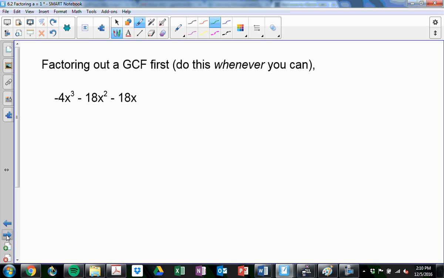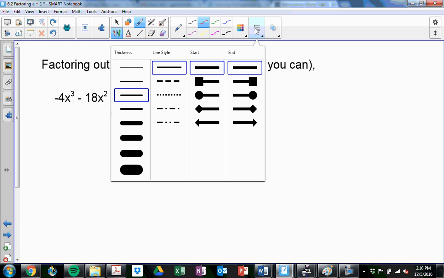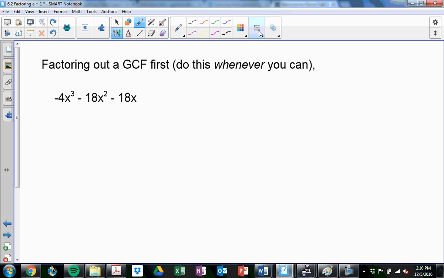Last example, this one we can pull out a GCF first, meaning every term has something in common that I can pull out of it. Everything has at least one x, everything can be divided by 2, and since the leading coefficient is negative, I'm going to pull out a negative 2. Whenever you factor out a GCF, if the leading term is negative, pull out a negative.